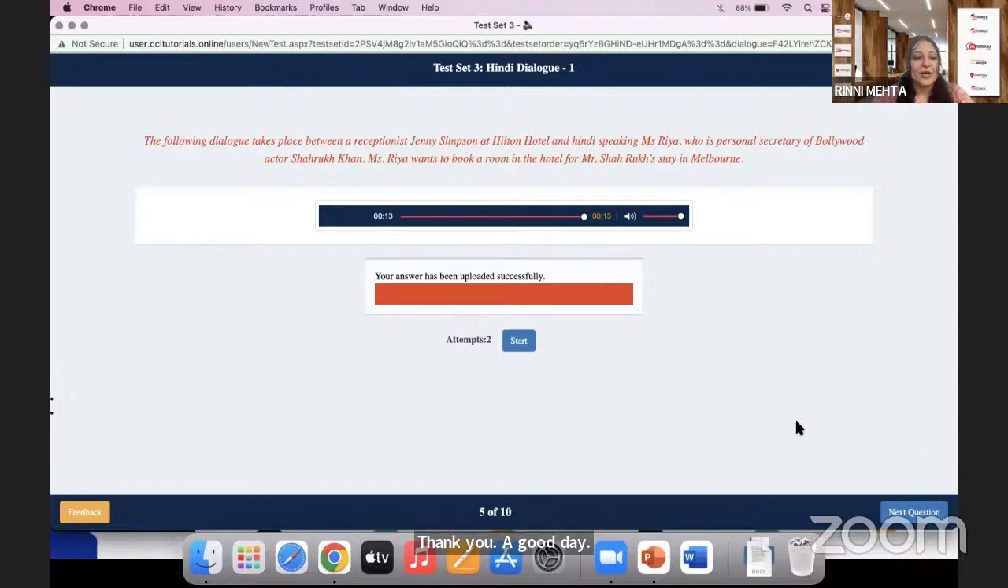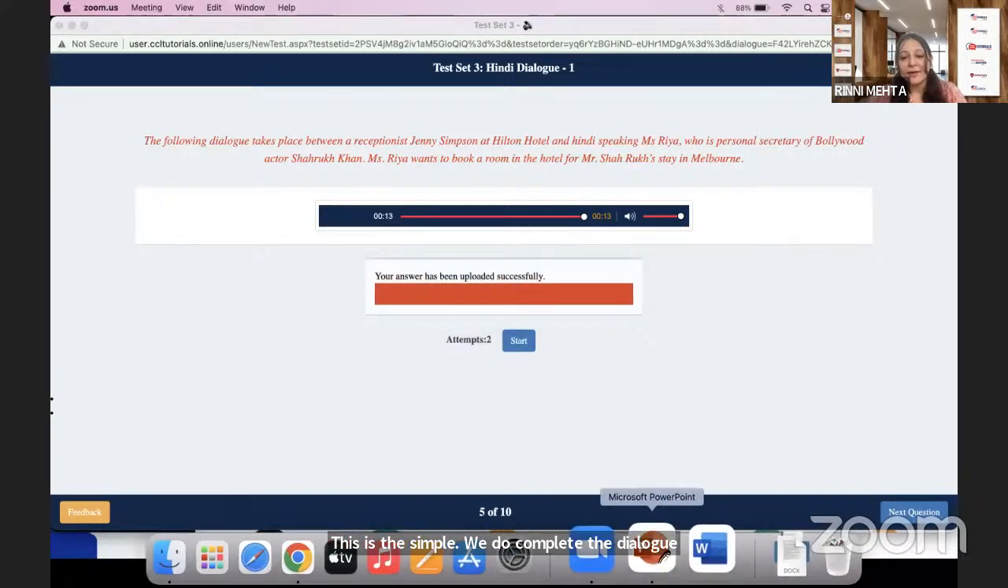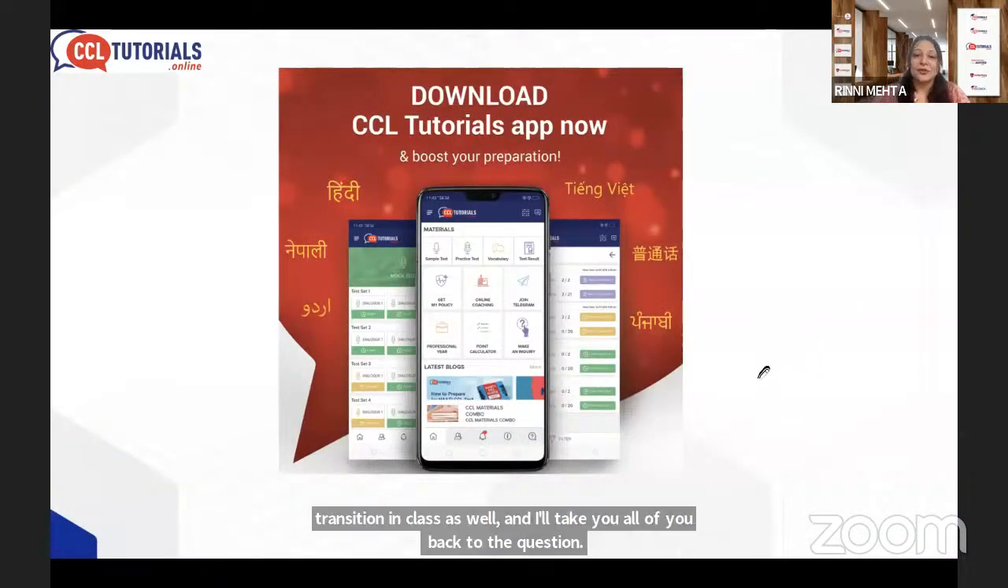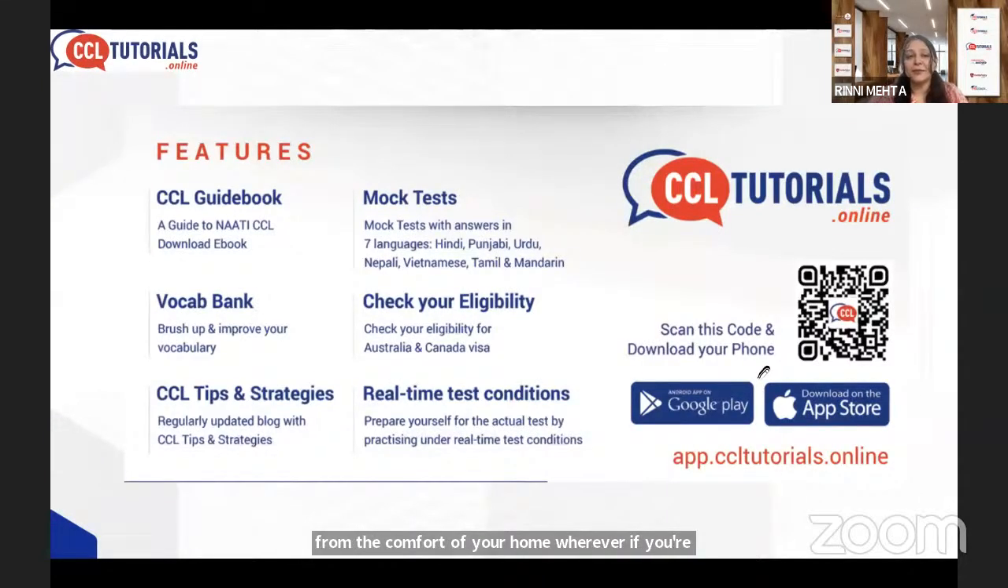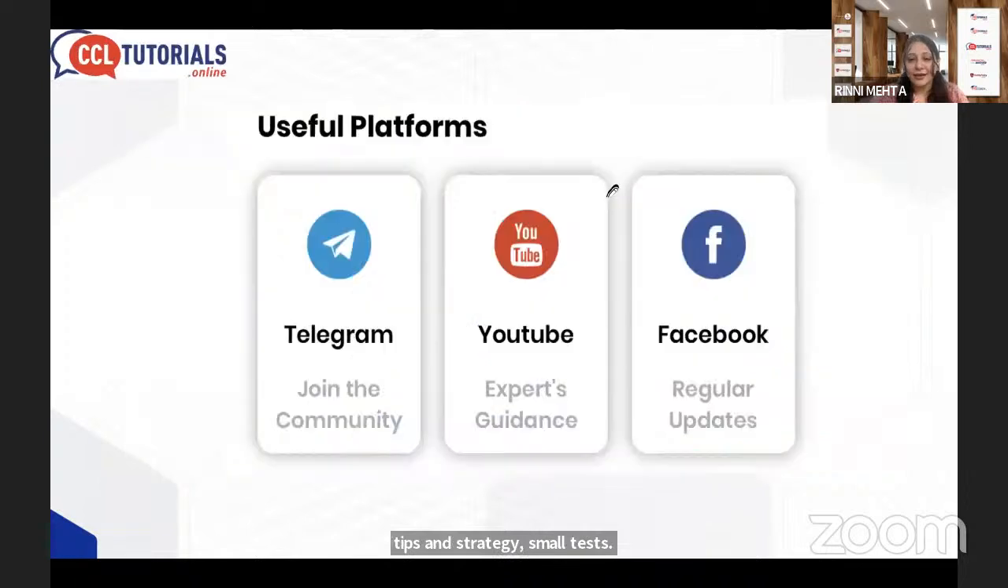Okay, so we'll continue here and I will just take you back. This is the sample. We do complete dialogue translation in class as well. And I'll take all of you back to the question where I will explain about CCL Tutorials. We have an app where we provide all these mock tests and some reading material, vocabulary, everything is there in the app. You can use it from the comfort of your home, wherever, if you're traveling, just open the mobile and start practicing. We do have the website. In this website, we have the CCL guidebook, vocab bank, tips and strategies, mock tests. You can check your eligibility, real-time test conditions, and there are many other things involved.